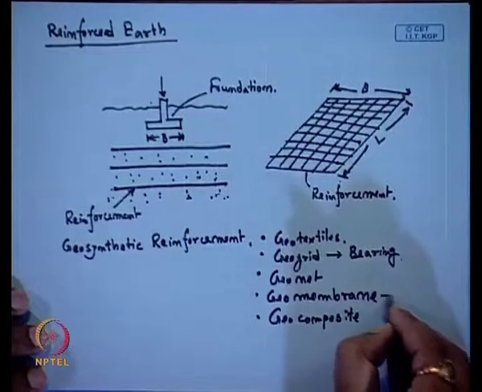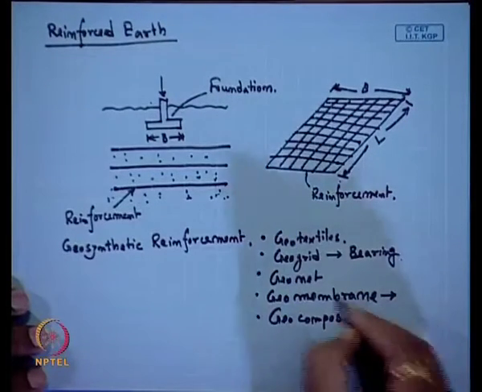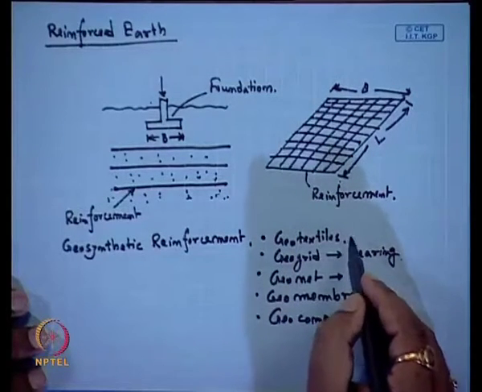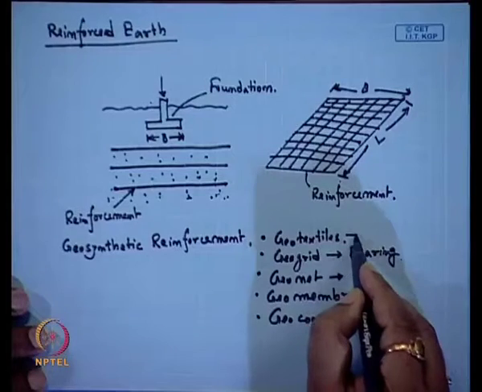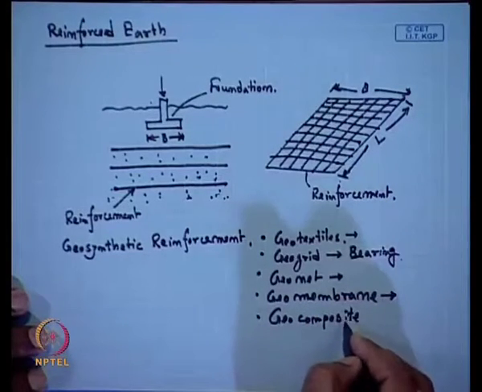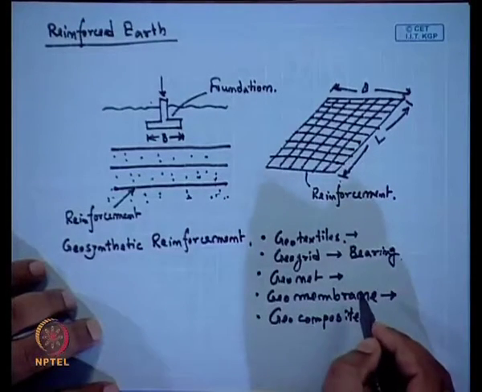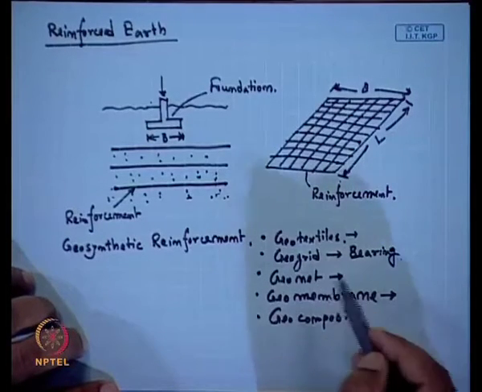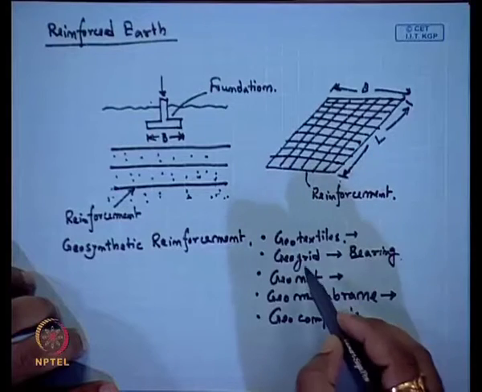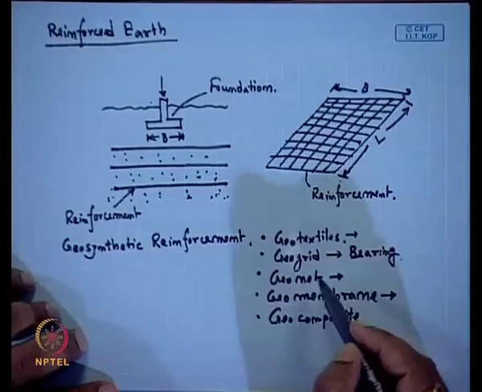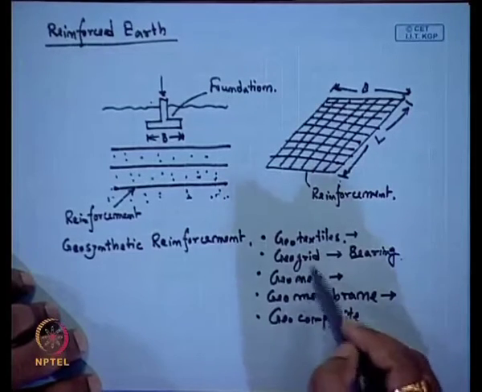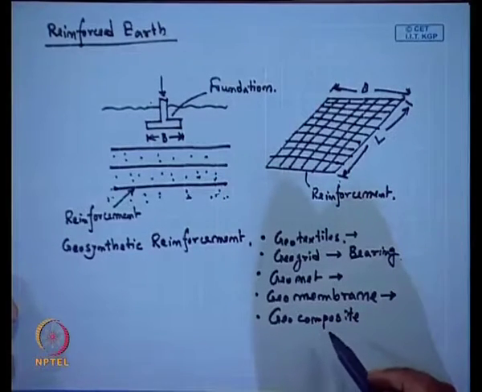Now, geomembrane is for the barrier purpose, geonet is for the drainage purpose, and geotextile is for more or less all purposes. Here, the geocomposite is used for multiple purposes. Suppose we want to use it for bearing as well as for drainage purpose, then we clap this geogrid and geonet together and form a new type of material, that is geocomposite.